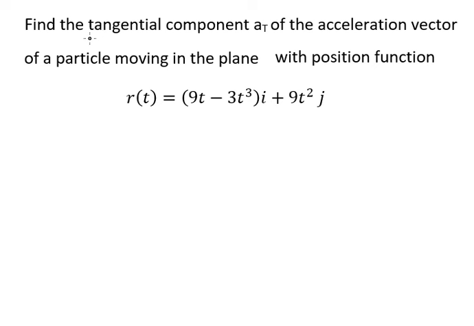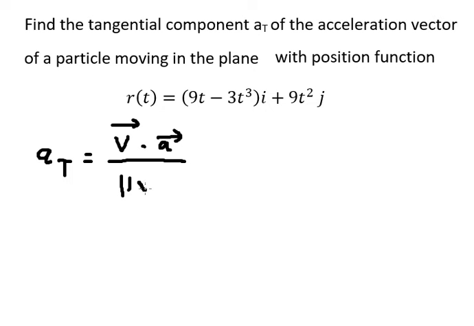The topic today is about the tangential component. Now I want to show you how to answer. We want to find it in here. The formula for this is about vector v and vector a, that is velocity and acceleration, and this one is the dot product over the magnitude of vector v.